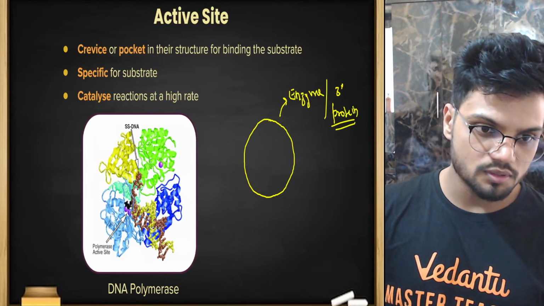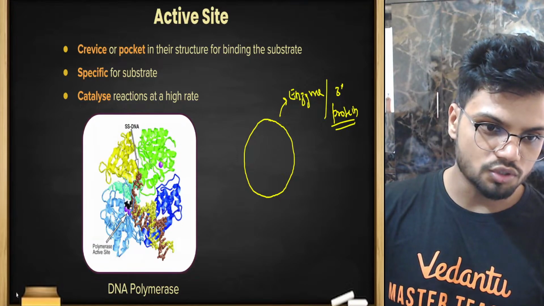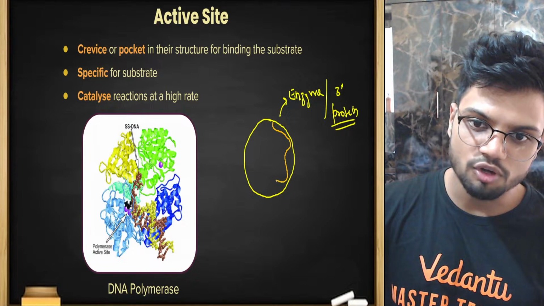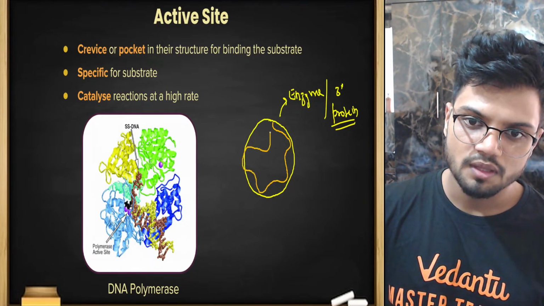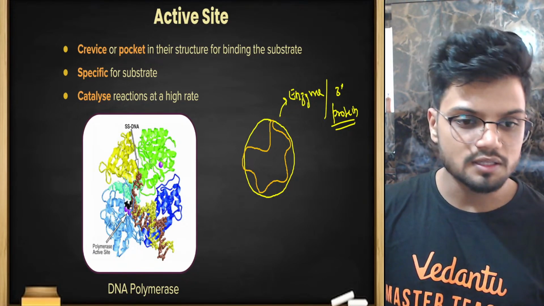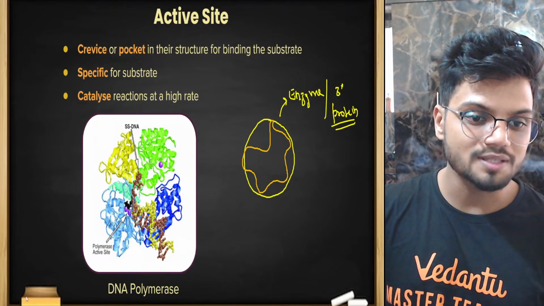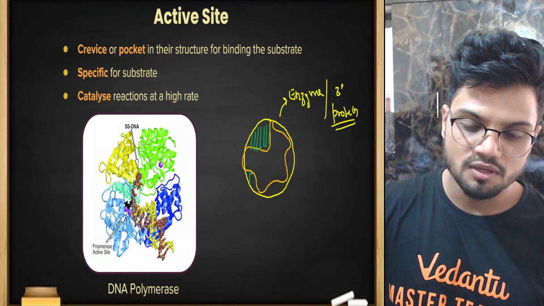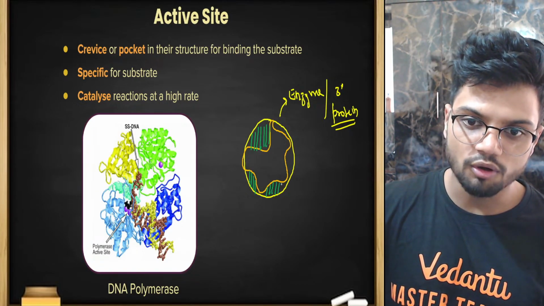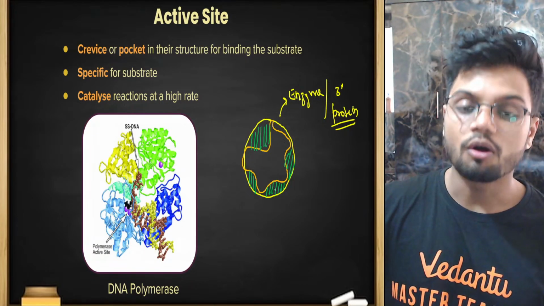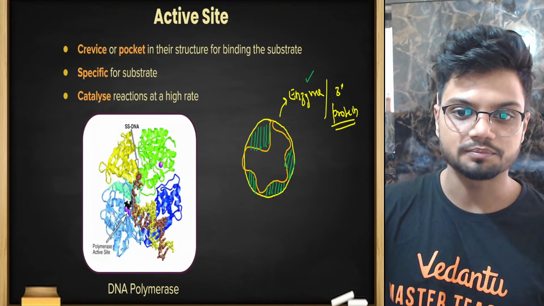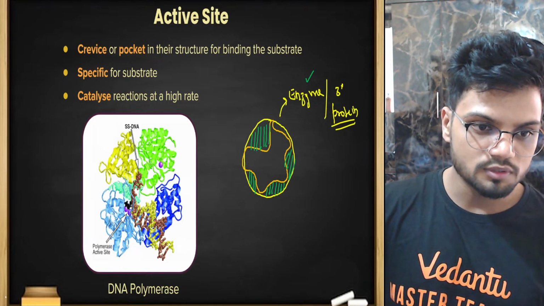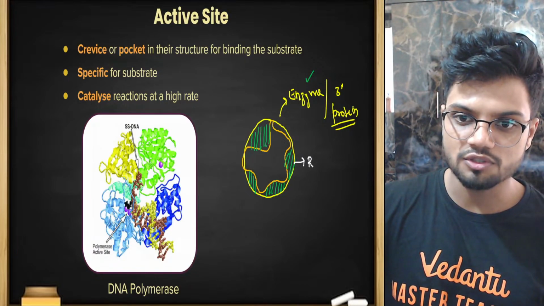Now, on the structure of an enzyme, there are several gaps or pockets. Can you see here? In this enzyme there are small gaps or pockets, also called crevices, on the structure of the enzyme. These small gaps, pockets or crevices, students, will have a functional group there. They will have an R group.